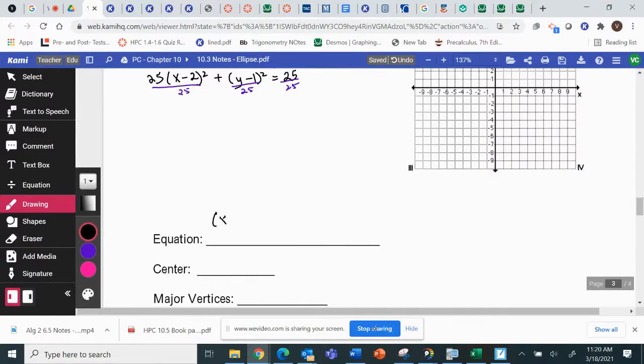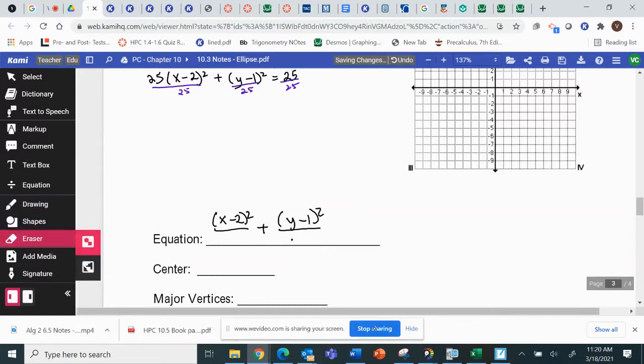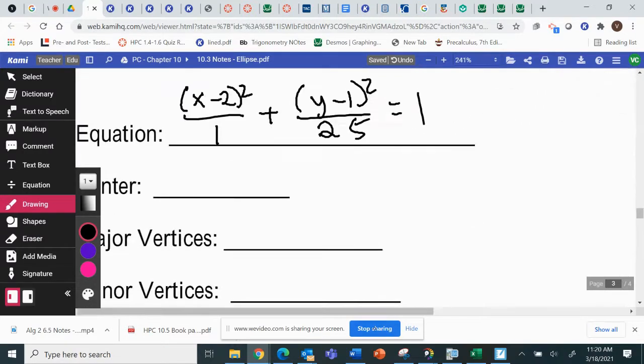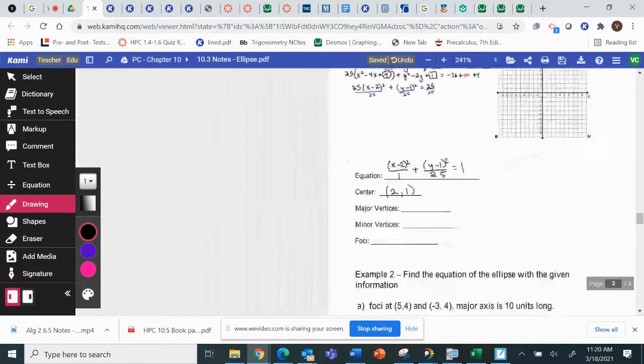And I will get (x minus 2) squared over 25 plus (y minus 1) squared over, I messed that up. First one's over 1, second one's over 25, and then equals 1. From there, we can find our center to be (2, 1). I'll go plot that.